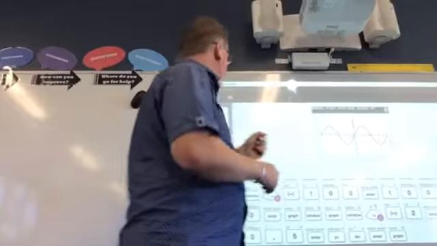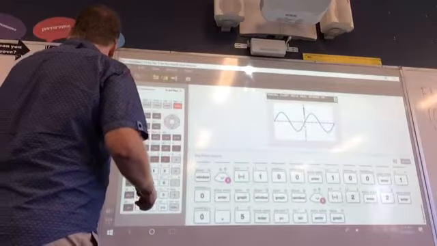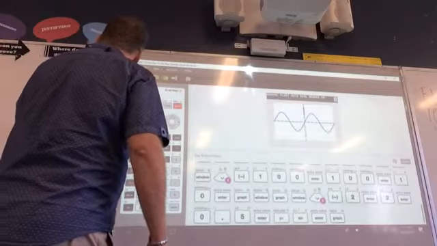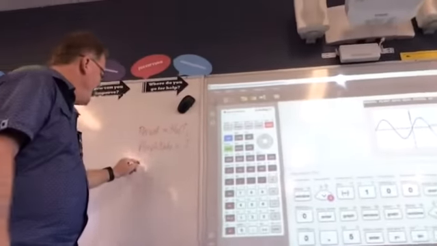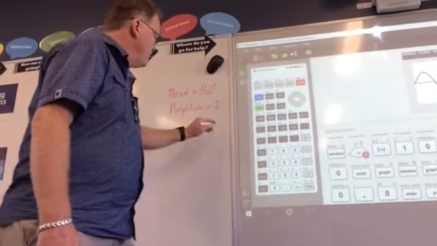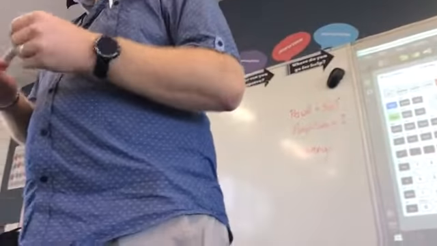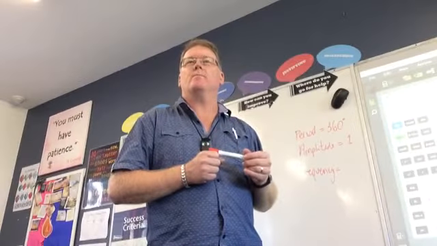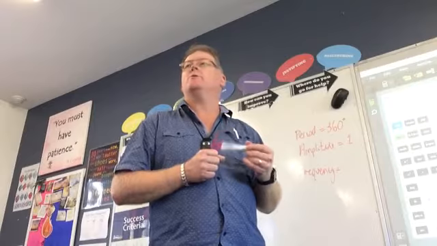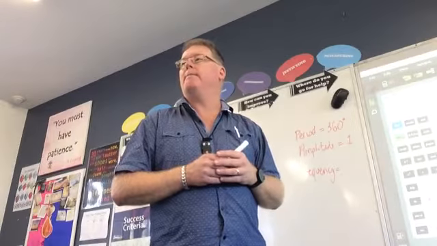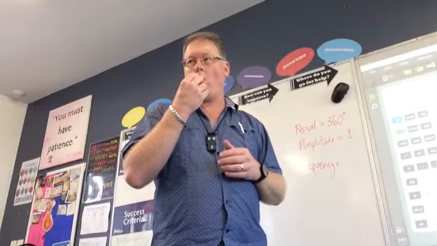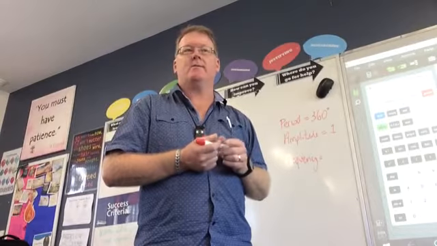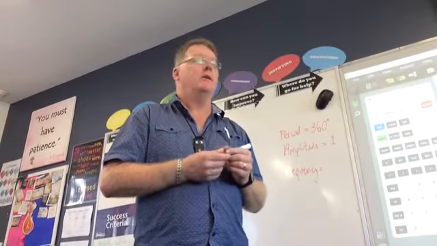Okay, so we know the period is 360 degrees, and we know the amplitude is equal to 1 unit. The one thing we haven't talked about: what's the frequency of that curve? So how many cycles per second? How can we work it out? Any ideas? Do you know the answer? Good. Excellent. That's all I wanted.